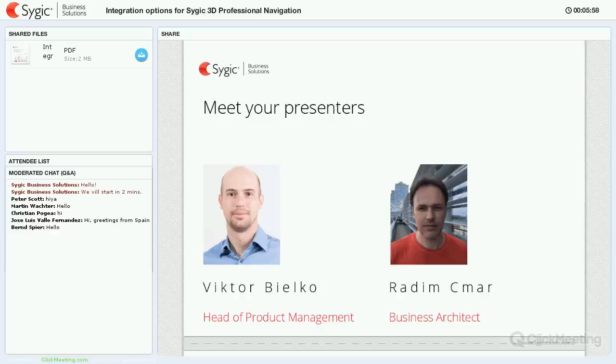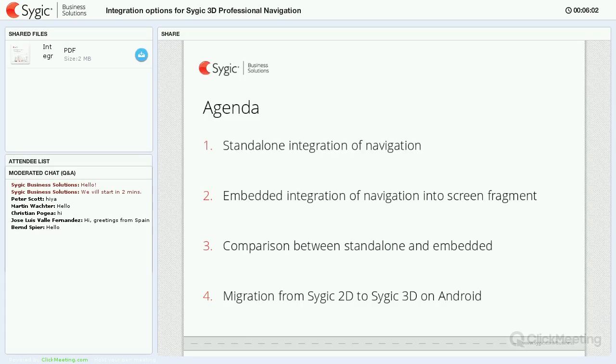Thank you. Hello, everyone. So, as mentioned, we will be discussing the integration possibilities of the 3D navigation. With this webinar, we have the opportunity to present you a new way of integration of the navigation, that is the embedded integration, which probably many of you have been waiting for. So, about the agenda. First, we will start with all the integration possibilities of the standalone navigation. Then we will mention the new embedded integration. Then we will compare these two options, and as the last point, Radim will present the migration from 2D to 3D.